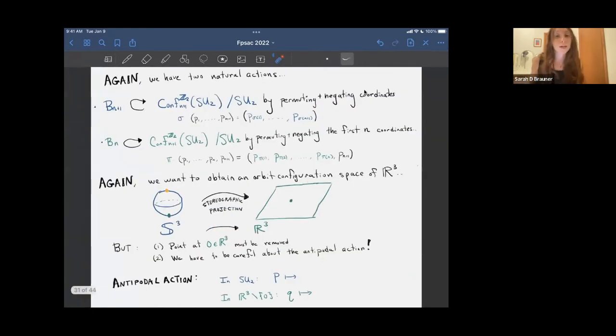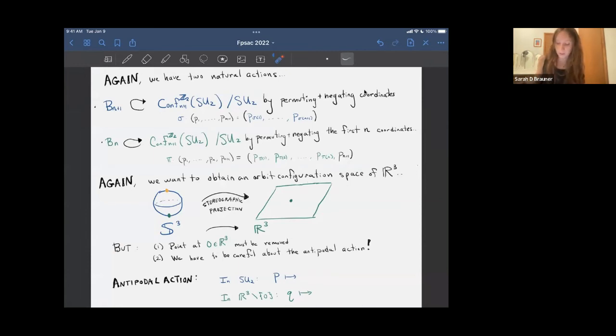Again, we have these two very natural actions. We have a full action of Bn+1 on the space because the space is comprised of n+1 tuples, where I permute and negate my coordinates. Or I could think about this restricted Bn action, where I'm permuting and negating just the first n coordinates and leaving the last one fixed. I want to use the same idea that we saw in type A to obtain a description of this quotient space as related to a genuine orbit configuration space, not a quotient. I'm going to do it in the same way via stereographic projection.